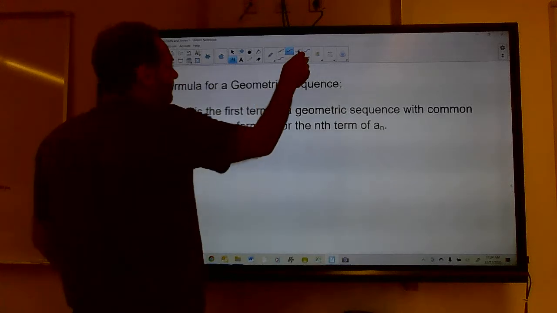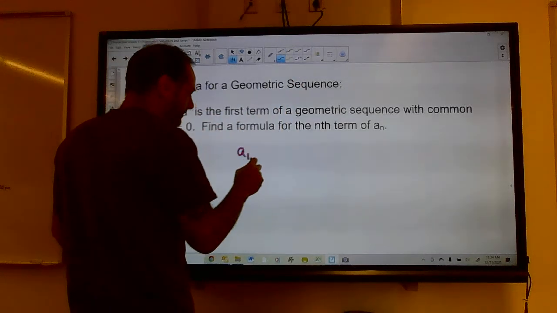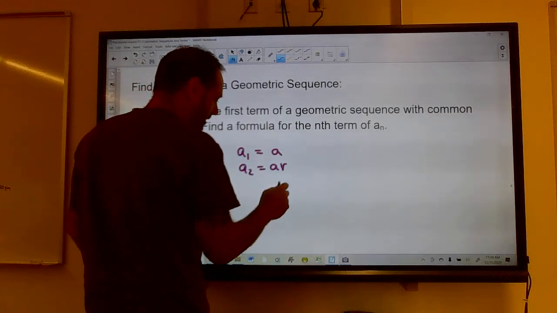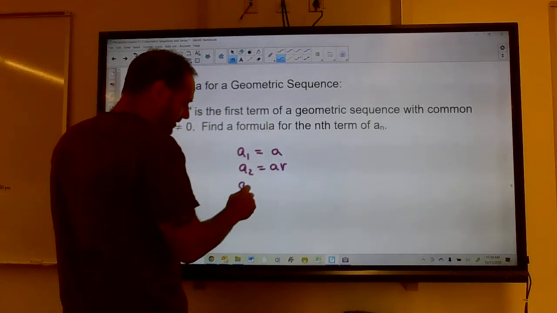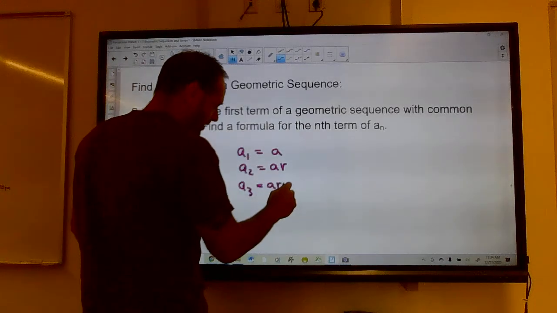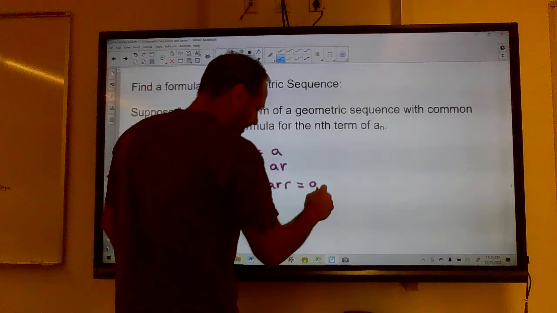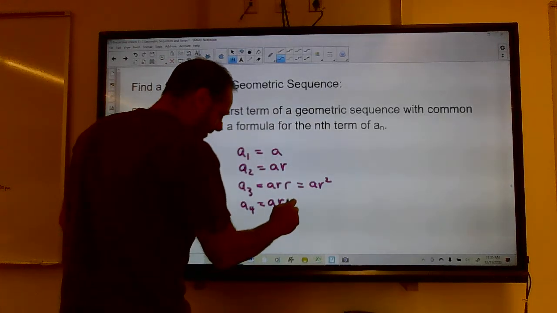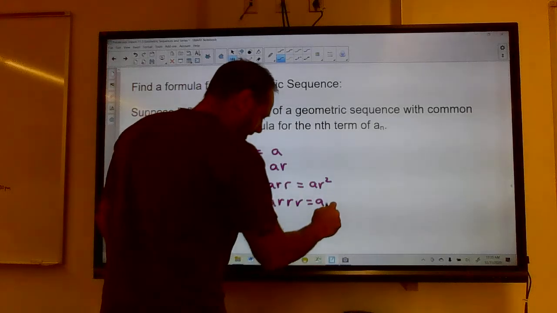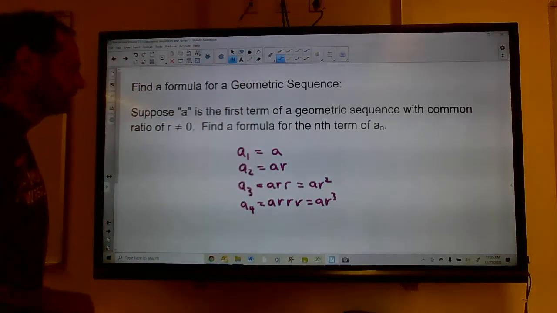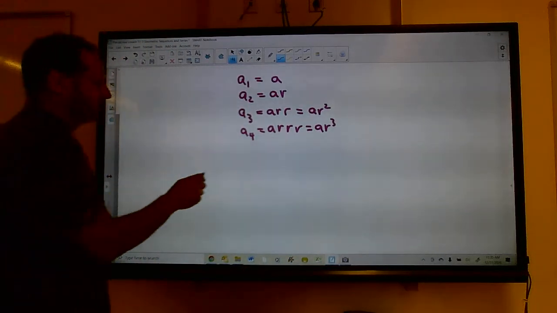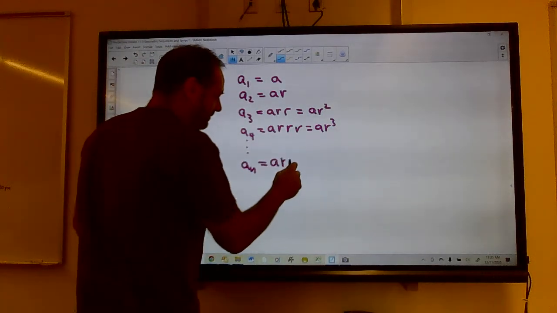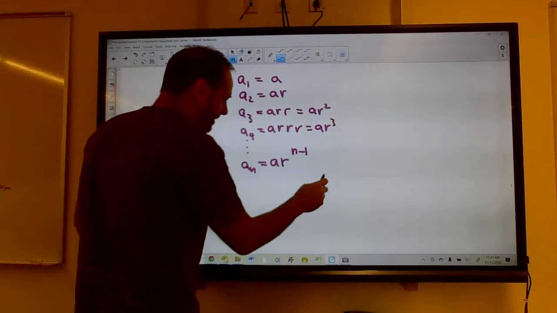All right, so the first term is a. The second term is going to be a times r. The third term is going to be a times r times r, which is ar squared. Fourth term is going to be a times r times r times r, which is ar cubed. And I can see a pattern here. The pattern is this: dot, dot, dot, a sub n is going to be a times r to the n minus 1 power.